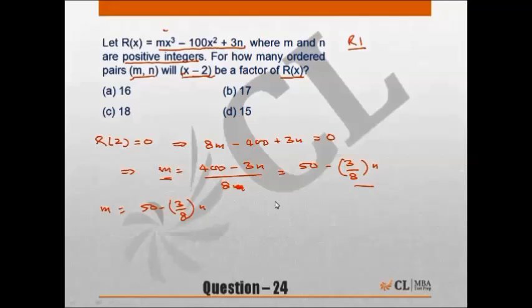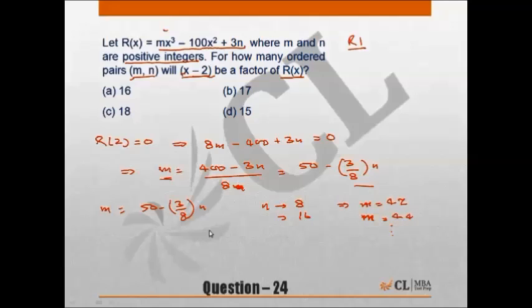The minimum possible value of n will be 8. If n is 8, m becomes 47. Similarly, you can check further. The next possible value of n will be 16. If n is 16, then m will become 50 minus 6, 44, and so on.